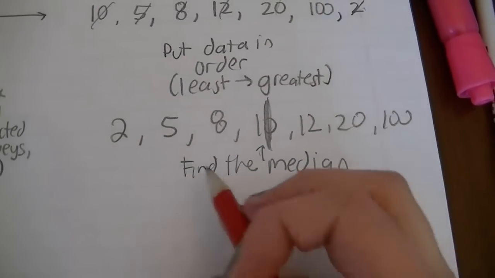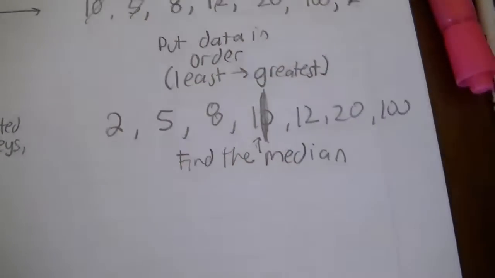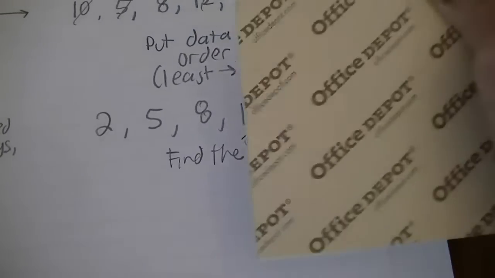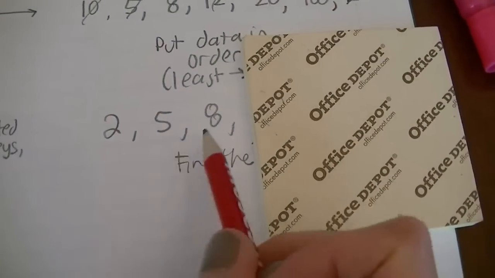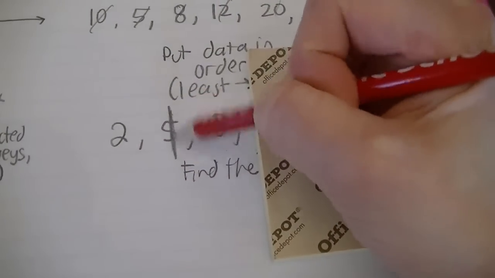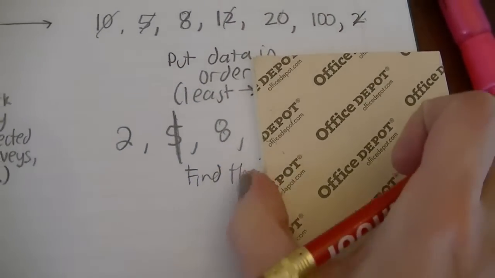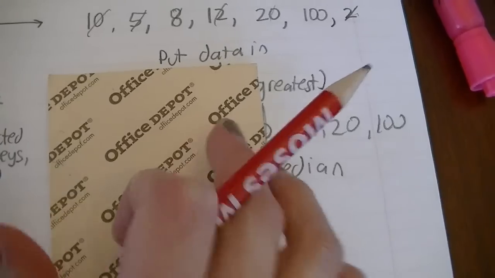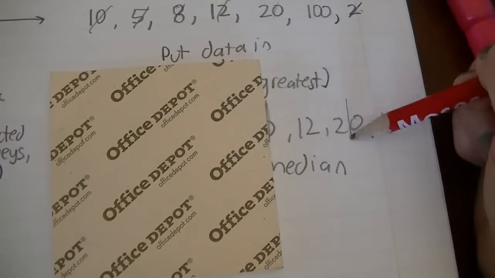And then from there, I'm going to just kind of cover up all those. I'm going to find the median of this right here, and the middle number is right here. Okay, and then cover up this side from the median, and our middle number is right here.